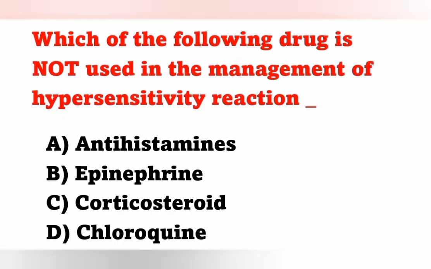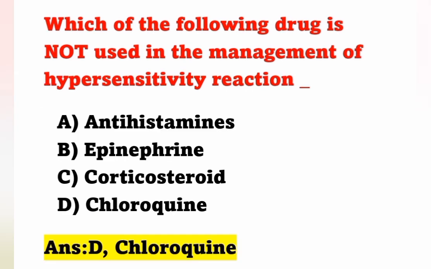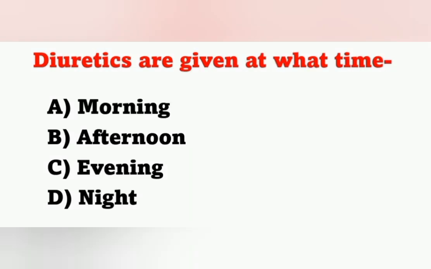Which of the following drugs is not used in the management of hypersensitivity reaction? Options: option A, antihistamine, option B, epinephrine, option C, corticosteroid, option D, chloroquine. So which drug is not used in allergic reaction? That is the question. The correct answer is chloroquine. Chloroquine is used for the treatment of malaria. The remaining, antihistamine, epinephrine or adrenaline, and corticosteroid, we can use for allergy or hypersensitivity reaction. Move on to the next question.